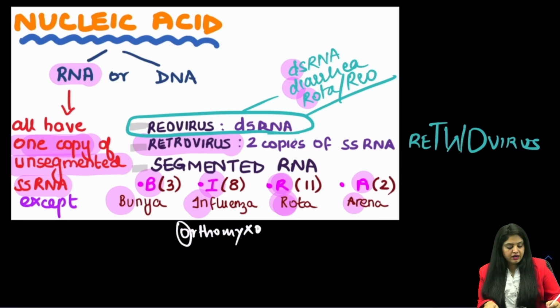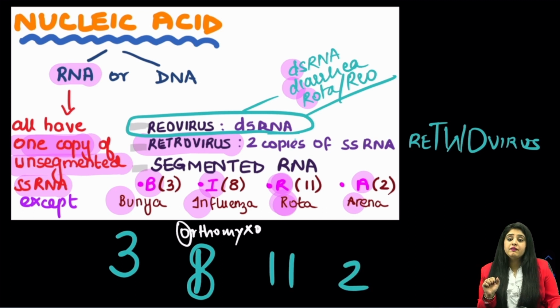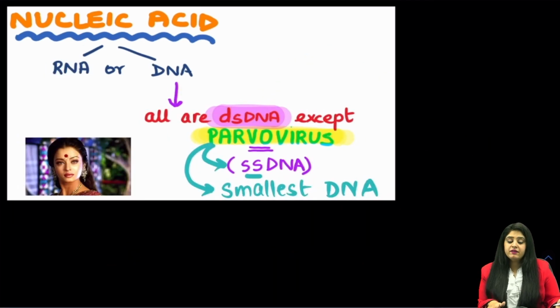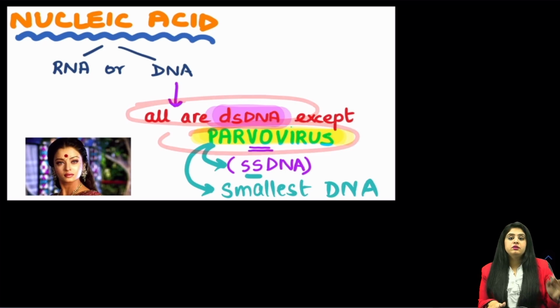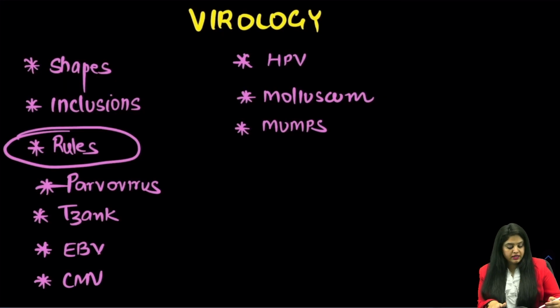Let's do a recap. When I'm talking about bunya looks like a 3b, so 3 segments. I looks like 8, so it is 8 segments. Then 3 and 8 add kara 11. Rotavirus 11 segments. 1 plus 1 2. Arenavirus 2 segments. That is the segmentation. I hope everyone is clear. Remember, these are the exceptions for the RNA viruses, and these were the exceptions for the DNA viruses. DNA viruses include what? All of them are double stranded, but Paro is left alone. Parvovirus is single stranded. So here we go. We are done with our next checklist. We are done with the rules also.